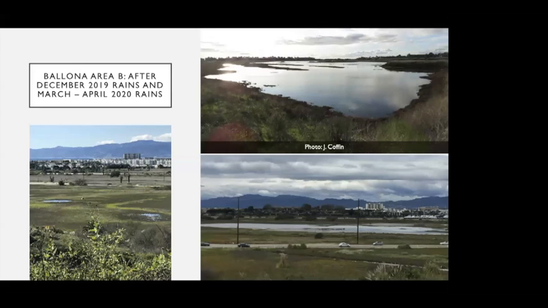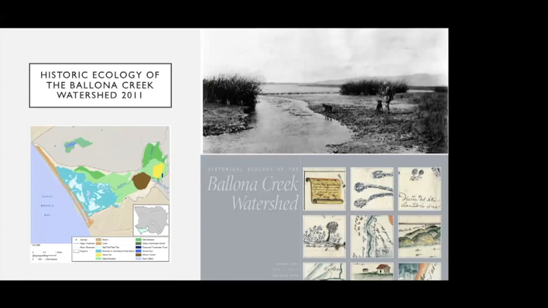So just a quick look at Ballona this year, and I guess we know it holds water. Here's the area B up near where they used to drain the water out. Those drains have been plugged. Here's the salt pan. And here are some small pools along the way to the salt pan below the current freshwater marsh. So this is what was predicted by the Historical Ecology of the Ballona Creek Watershed, 2011.